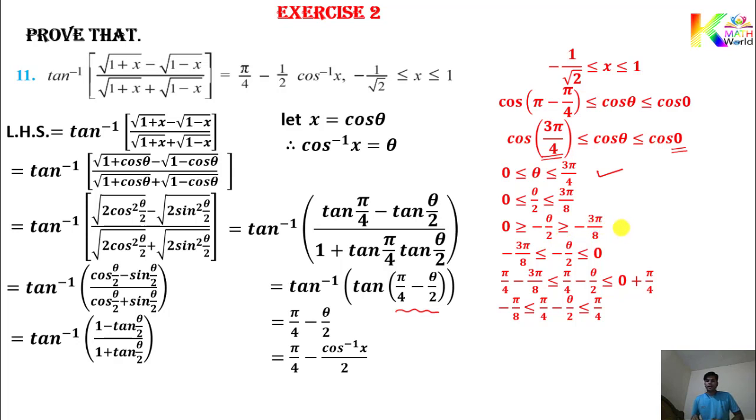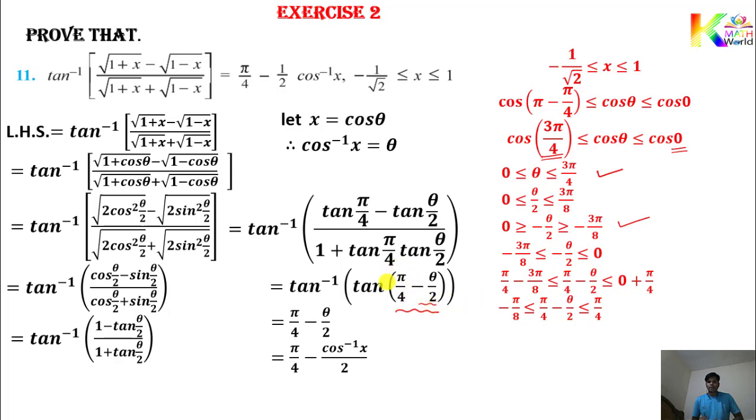Normally to write interval format, you need to write the inequality in less than or equal to format. So that's why we write this inequality from the backside in less than format. So you get minus 3 pi by 8 is less than or equal to minus theta by 2 is less than or equal to 0. Okay, so this portion is set now.